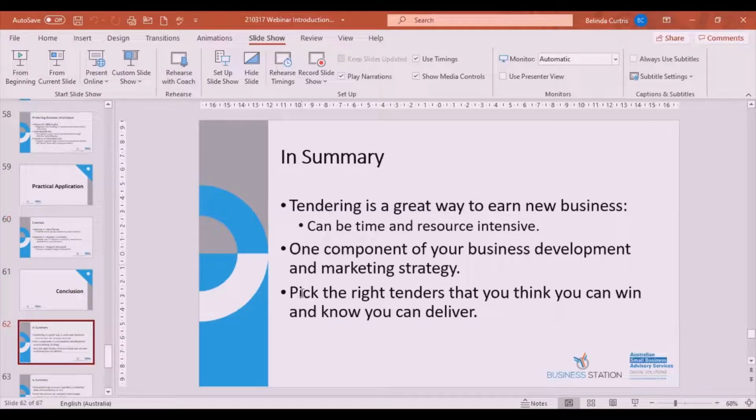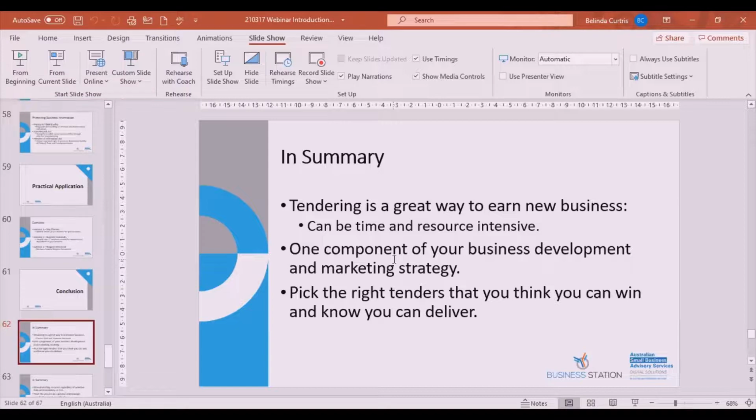So in conclusion then, tendering is a great way to earn new business. I've won tenders and they've been good projects and good dollars attached to them. But the process of writing your tender can be time and resource intensive. So I think the more that you can plan and develop model answers and case studies and get all your information together, then the easier it's going to be. It should be one component of your business development and marketing strategy. So keep doing all the other things that you do to get work.